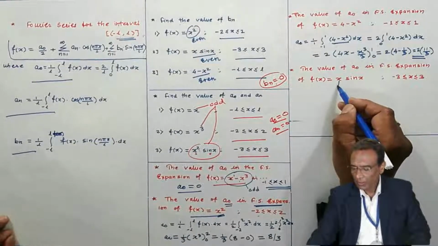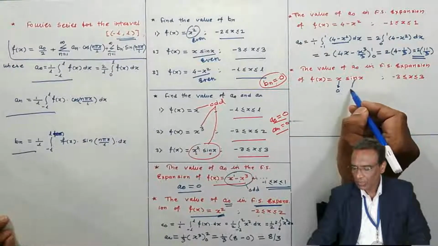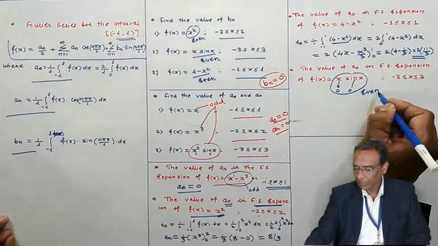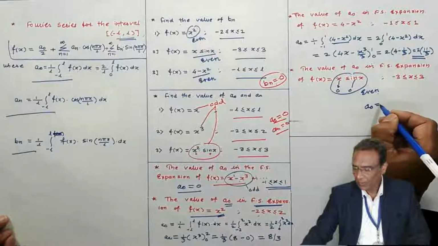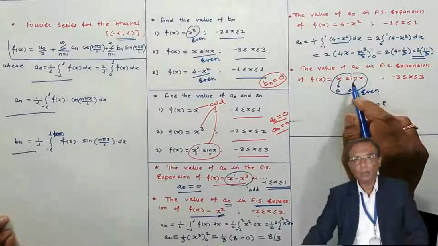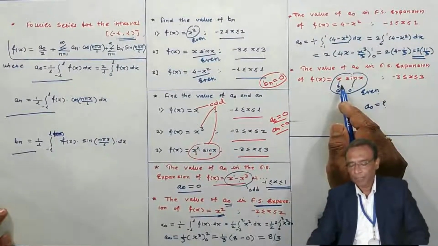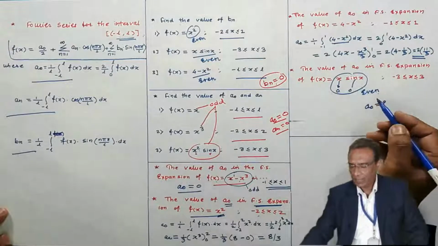Okay, this is again odd, this is again odd, and the total function is an even function. Try to find out the value of a0, because this type of integral previously we have evaluated, integral of x sin x, use generalized integration by parts and get the answer.